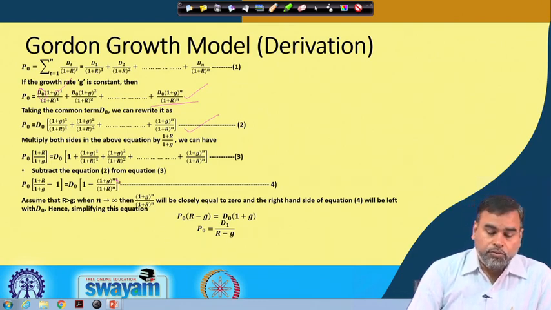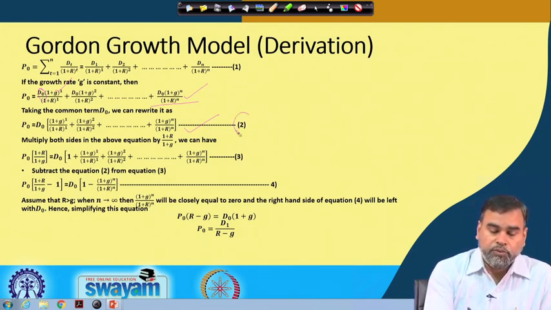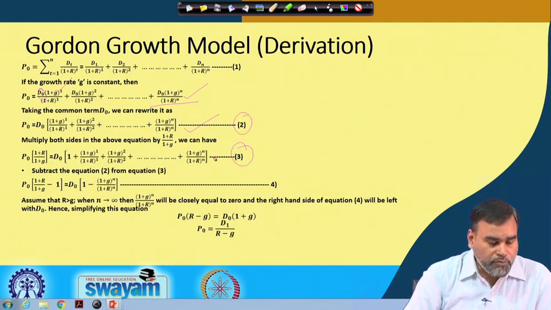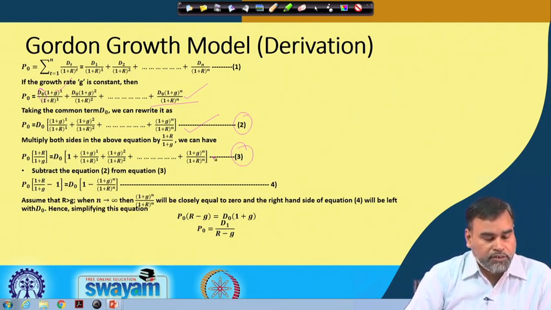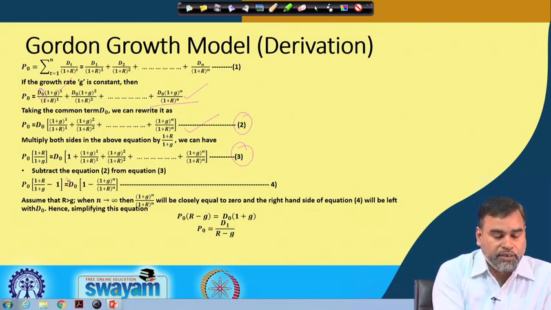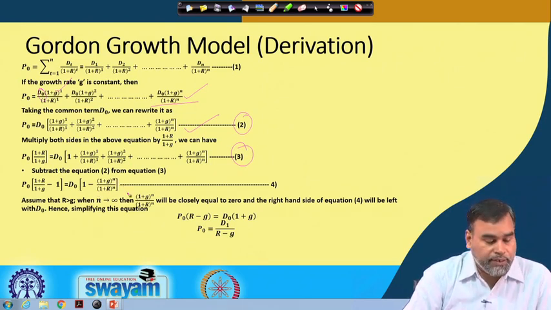Then you subtract this equation from this equation, and you will find that all the terms will be cancelled. Finally, you are only finding that P0 into (1 plus r) divided by (1 plus g) minus 1, you can take the 1 to this side, then you will be getting D0 into 1 minus (1 plus g) to the power n divided by (1 plus r) to the power n.